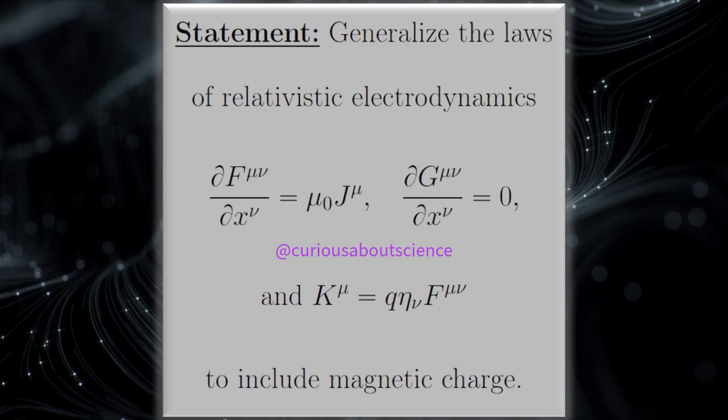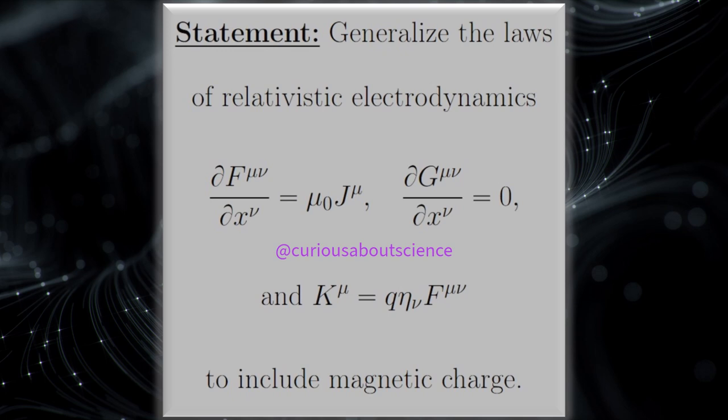What would we do going through this book if not to end up on the concept of magnetic charge in electrodynamics? What would we do with ourselves? Finally, for the last question, we get to see that through. The statement is, generalize the laws of relativistic electrodynamics, where we have the inhomogeneous equations, the homogeneous equations, and the force law to include the magnetic charge.